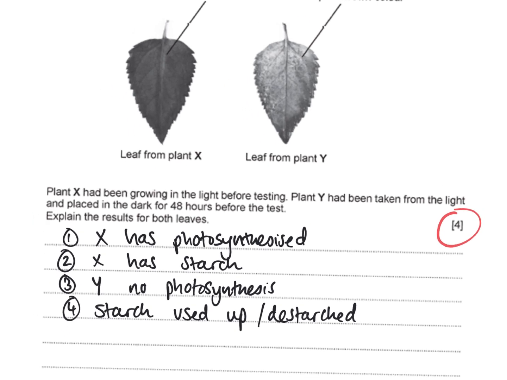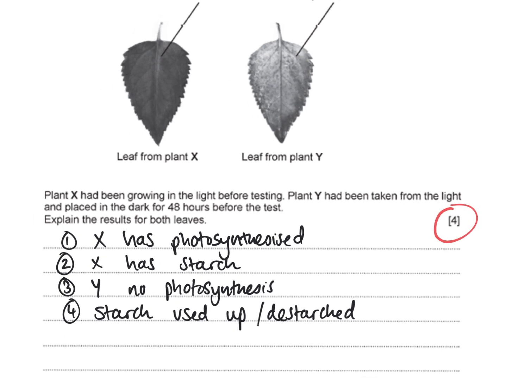For a 4-mark question, I've broken this into 4 different points here, a mark for each. X has photosynthesized, because X has starch, for the second mark. The 3rd mark, Y, there's no photosynthesis that's occurred. And finally, the 4th mark, starch is used up, or it's destarched. Okay, so that's the end of these past paper questions and the video. Really well done. Keep going.